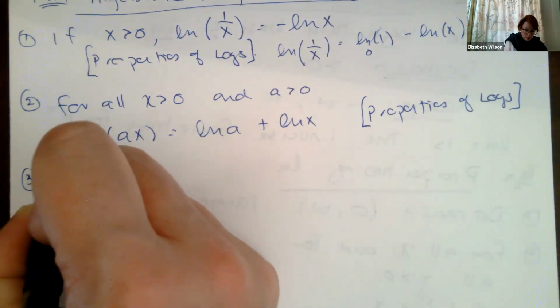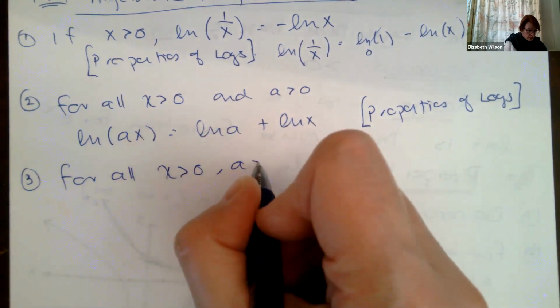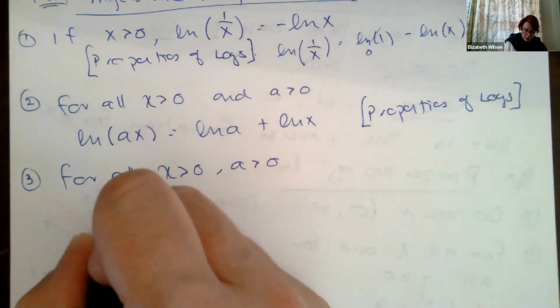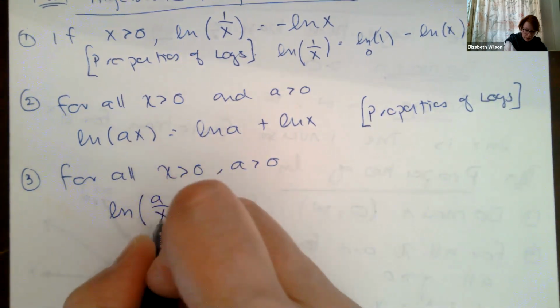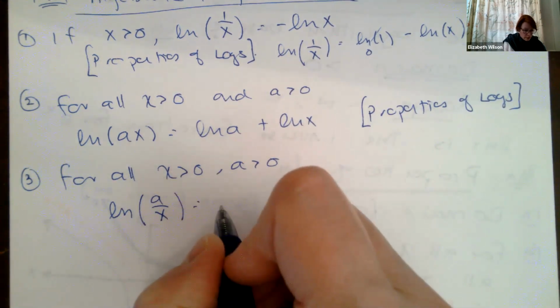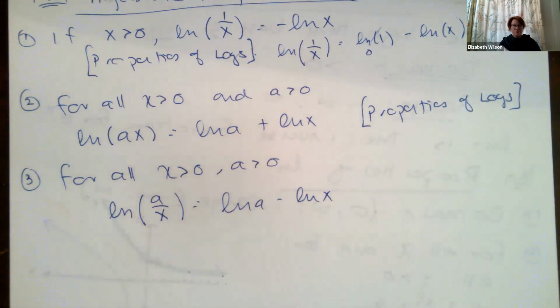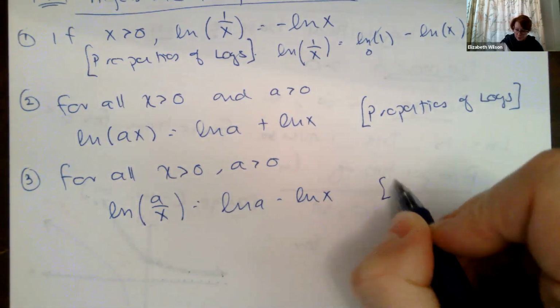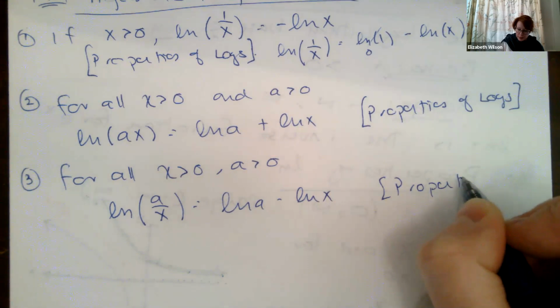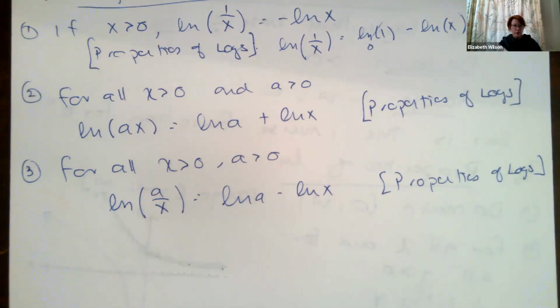Again, x greater than 0, a greater than 0. If I say ln of a over x, this is our property of log that we just did in part 1 here. This is going to look like ln of a minus ln of x. Properties of logs. We're going to exploit these when we do logarithmic differentiation in just a minute.